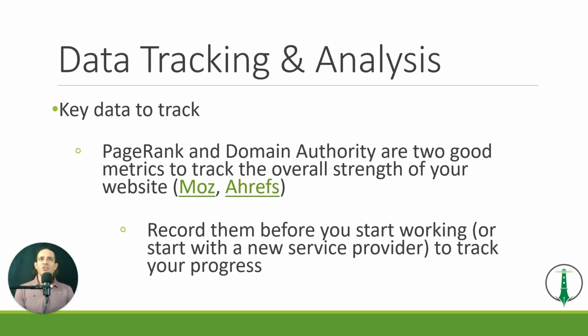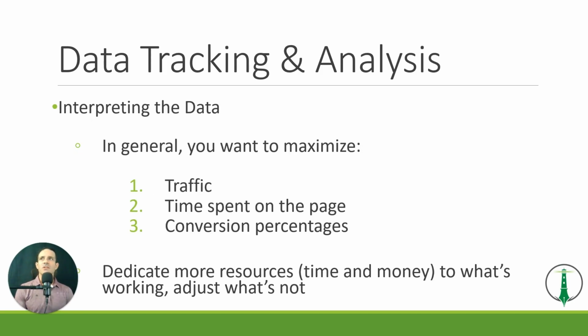So 2 good metrics for tracking the overall health and strength of your website are PageRank and domain authority. And both of these metrics measure the popularity, importance, and relevance of your website. So record these numbers before you start working on your SEO. Record these numbers before you hire someone to do your SEO, and track them to see how your SEO is doing. Track them to see how the person who's doing your SEO is doing. If someone works on your SEO for a year and these numbers have not improved significantly, then you may want to consider switching providers.